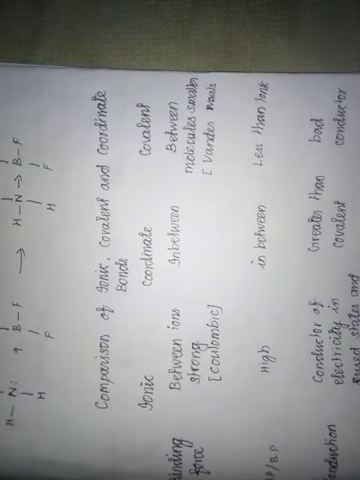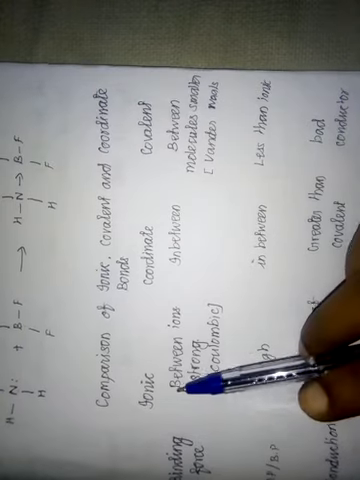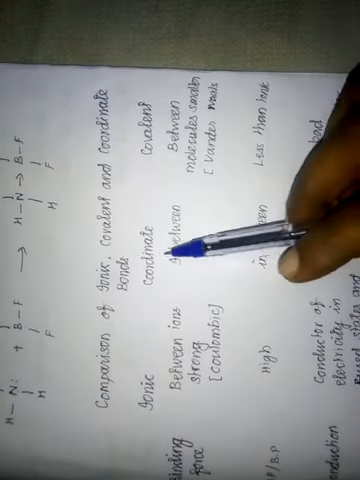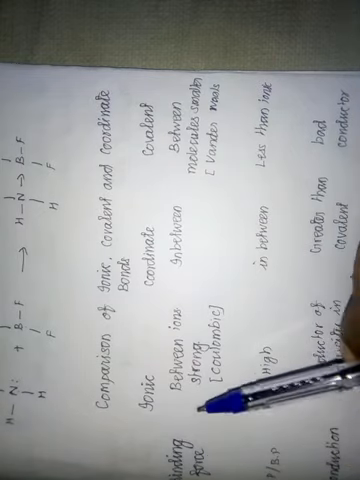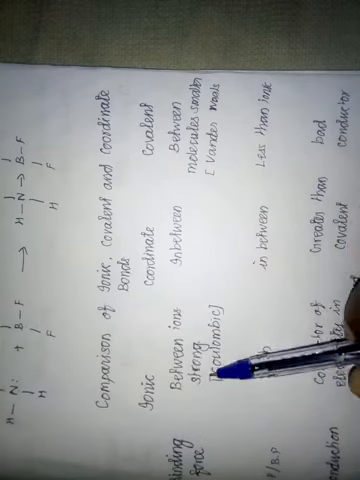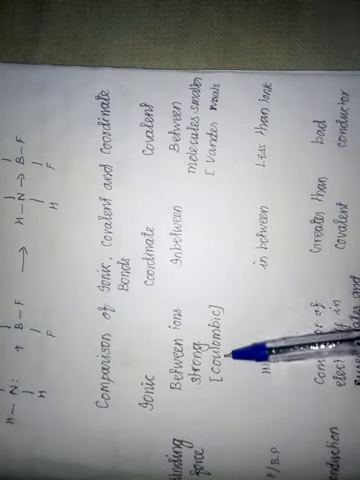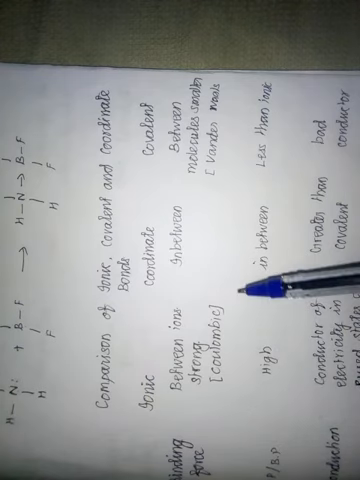So we'll see the comparison of ionic, covalent and coordinate bonds. This is the ionic bond, coordinate bond, and this is the covalent bond. Coordinate bond is in between the ionic and covalent bonds. Binding forces: the strength of the bond between the ions in an ionic bond is very strong, and the force is due to Coulombic forces.